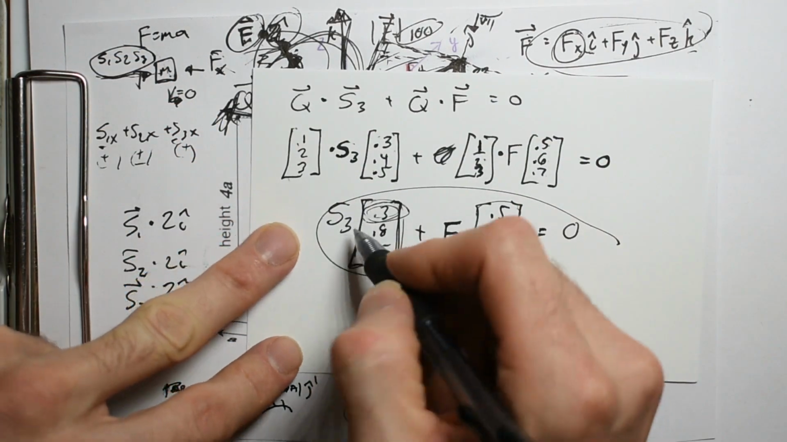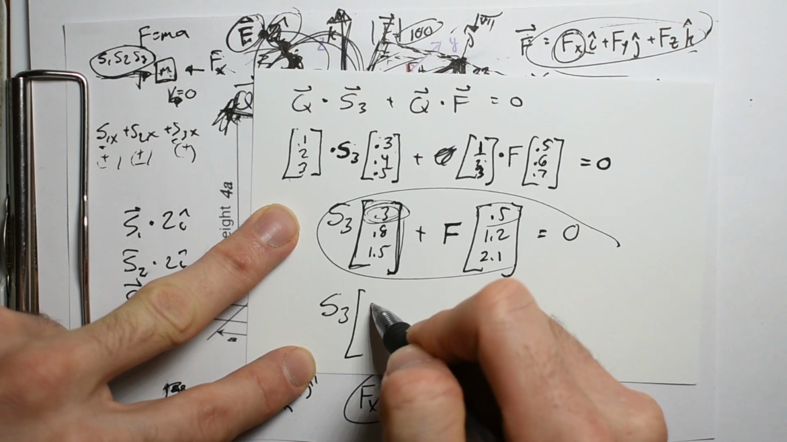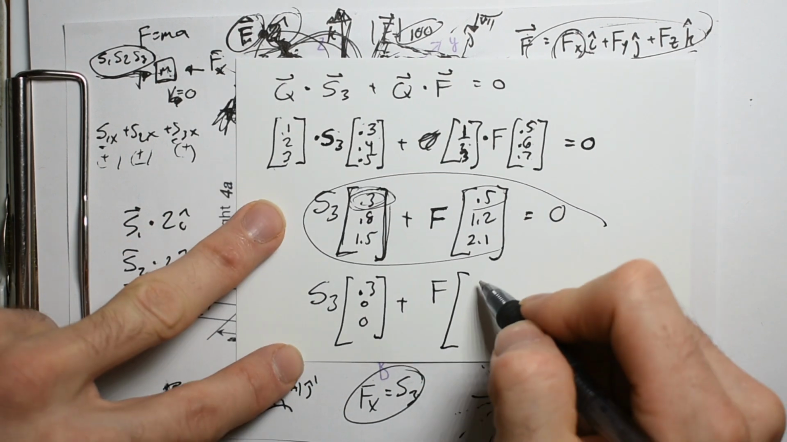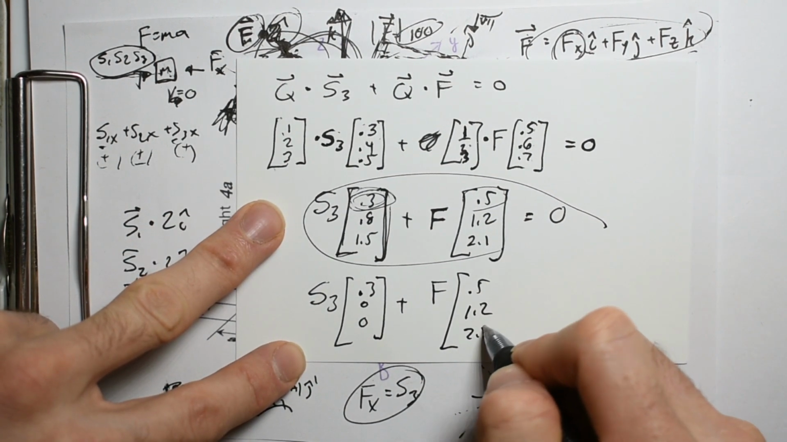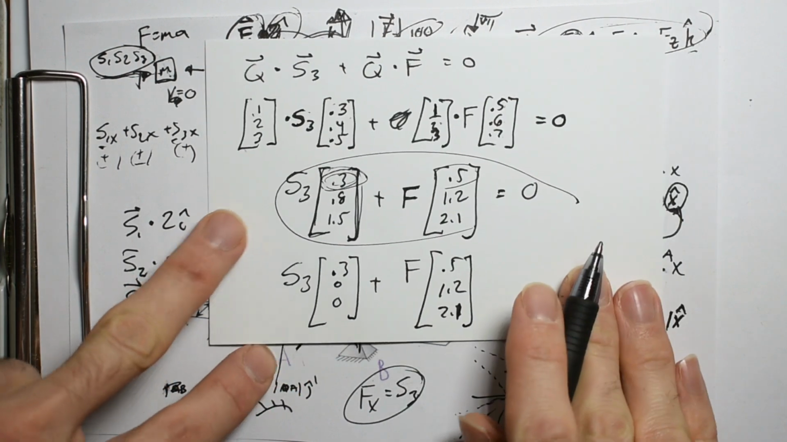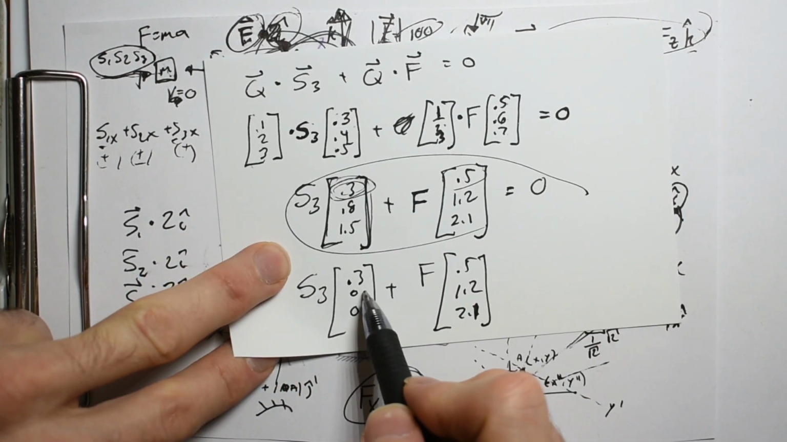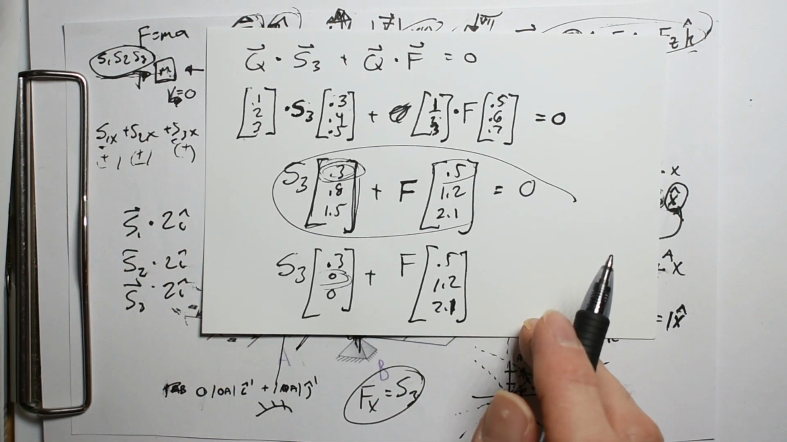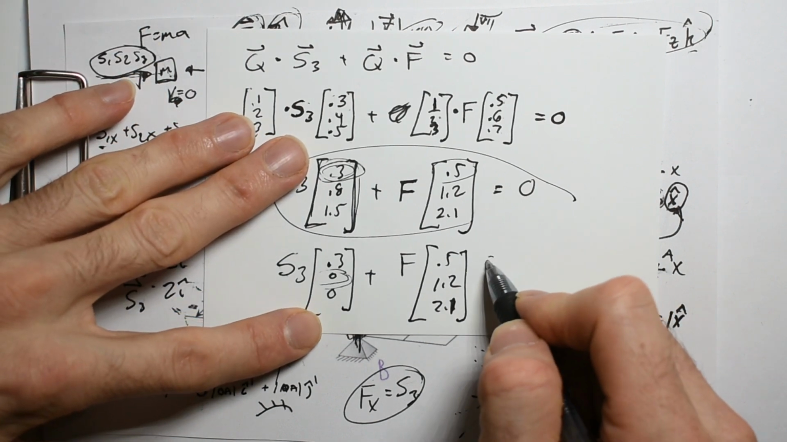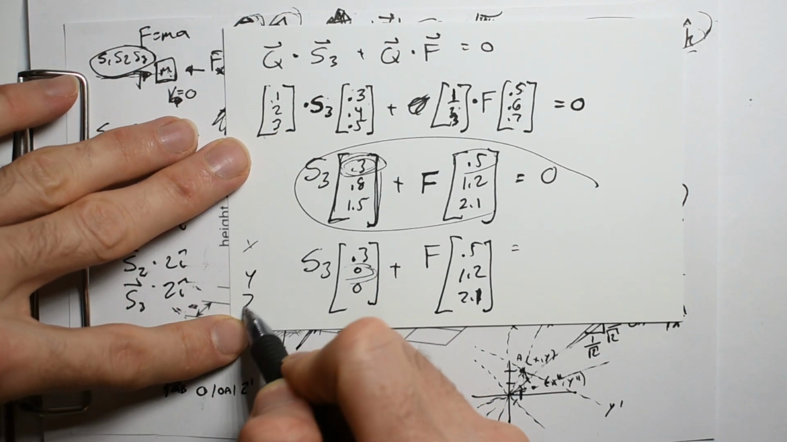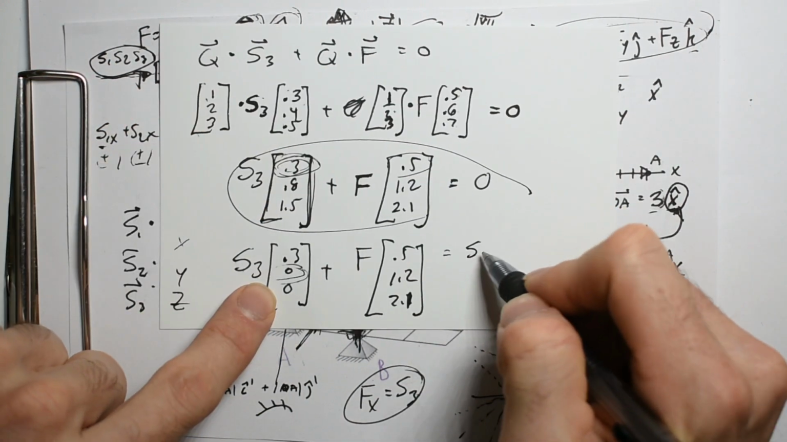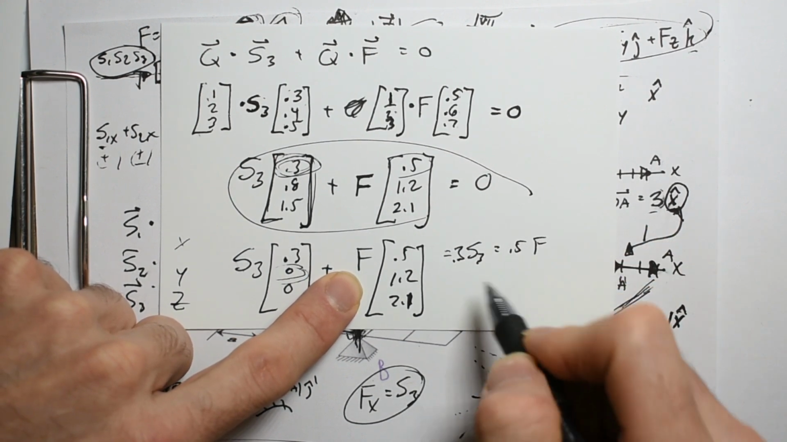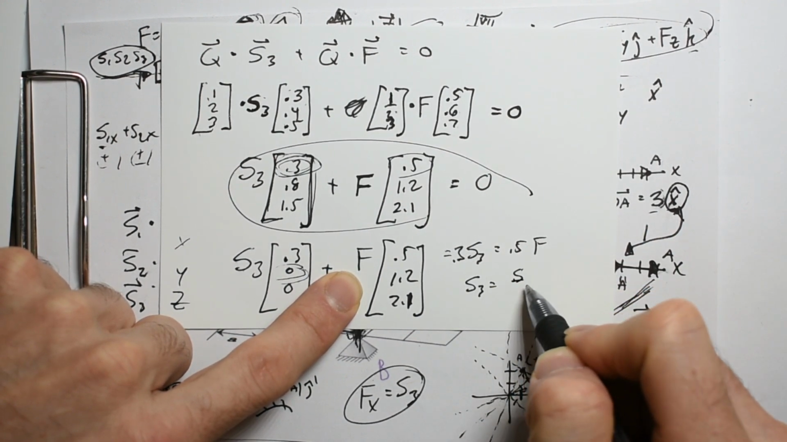So if we ended with that, that would be S3, maybe it's 0.3, but this would be 0, 0 plus F, and then you could have whatever. It wouldn't matter here for F, because when we add these, your components, this is a system of equations. You have your x direction, your y direction, and your z direction, and this would just say 0.3 S3 is equal to 0.5 F, and then you could see that S3 is equal to 5/3 F.